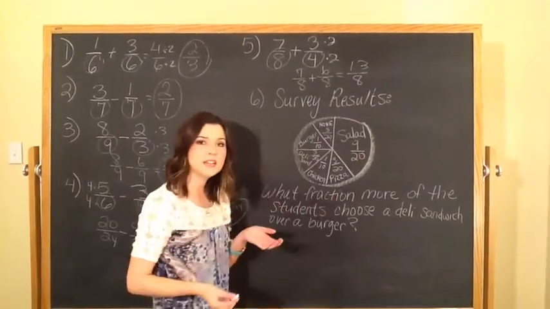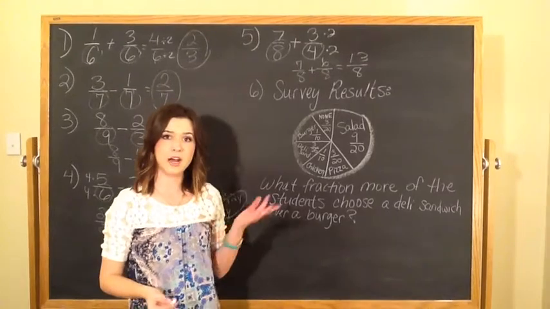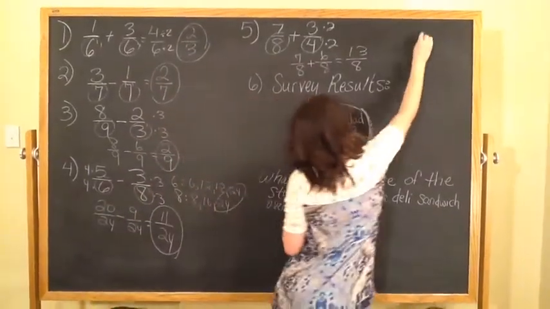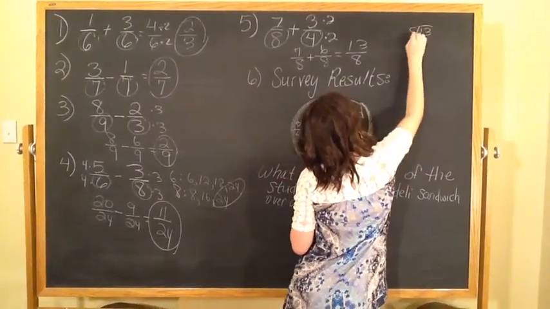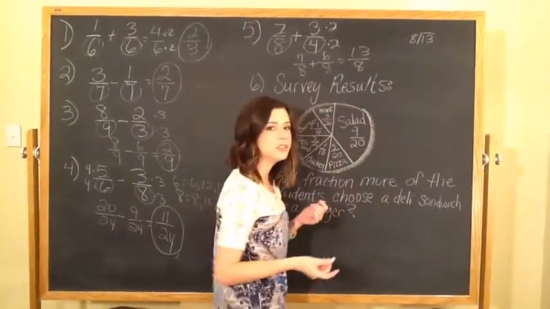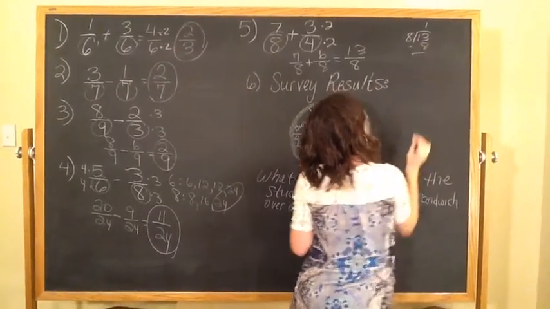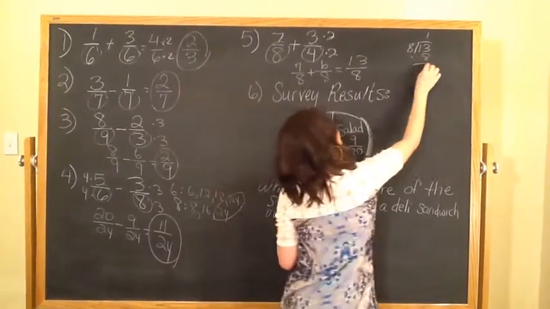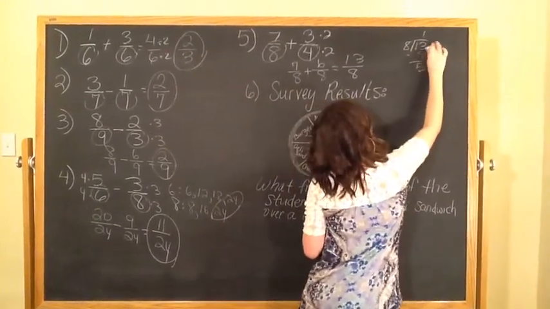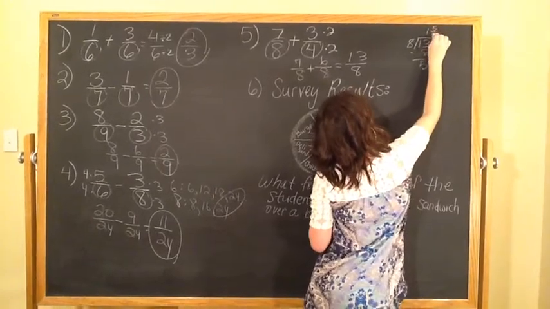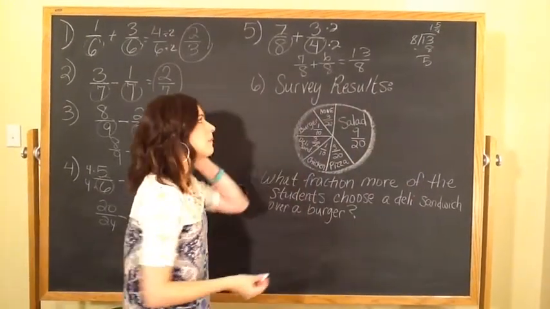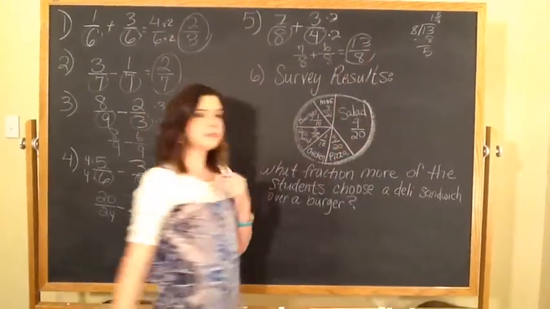Now you can leave it like this or you can write it as a mixed number. So we could do 13 divided by 8. How many times does 8 go into 13? It goes in one time. So minus 8: 8, 9, 10, 11, 12, 13. We're going to have 5. You could have 5/8. You could do 1 and 5/8 that way. Or you could just leave it like this, which is fine.